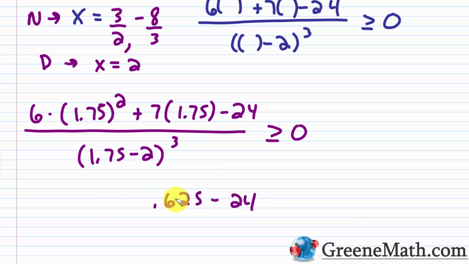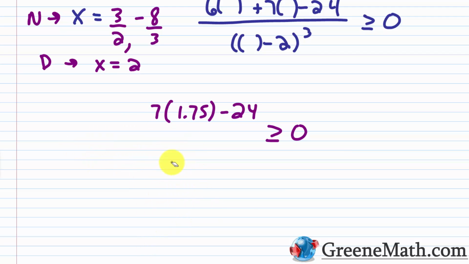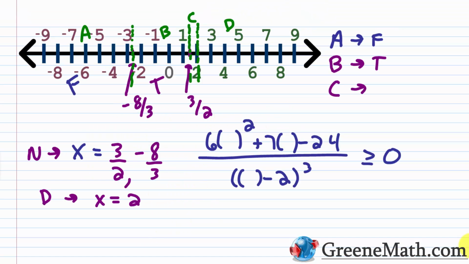So the main thing here, forget about the number. You know that it's going to be positive. So let's just say the sign in the numerator is positive. In the denominator, I know this guy's going to be negative, right? So 1.75 minus 2 is basically negative 0.25. If I cube that, I'm still going to have a negative. So positive over negative is negative. A negative is not greater than 0. So this guy's going to be false. So for region C, we can put an F for false.